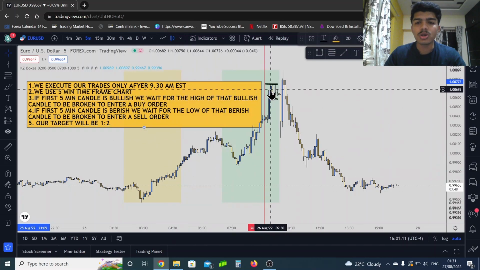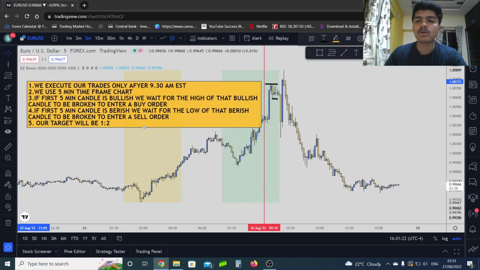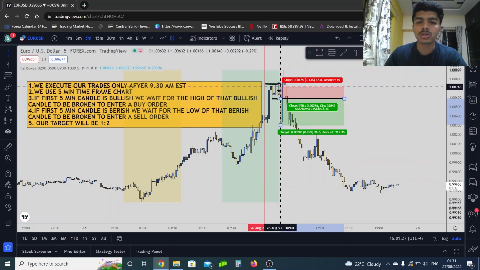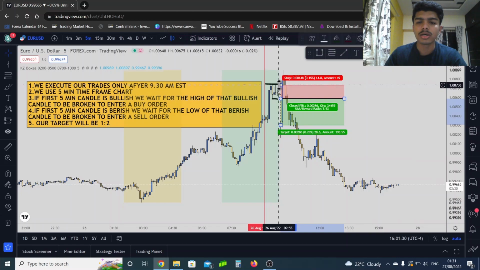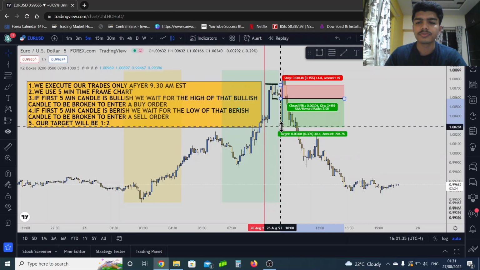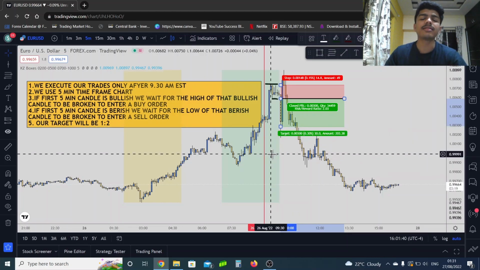So now this was the first bullish candle. If the high of this bullish candle was broken, we were into buy entries. But unfortunately, the highs were not broken. Then we have a bearish candle. Once the low of the bearish candle was broken, we enter over here. Our stop loss goes to the high of this bearish candle, and our target is 1 is to 2. That's it. This is what you have to do every single day after 9:30 a.m.